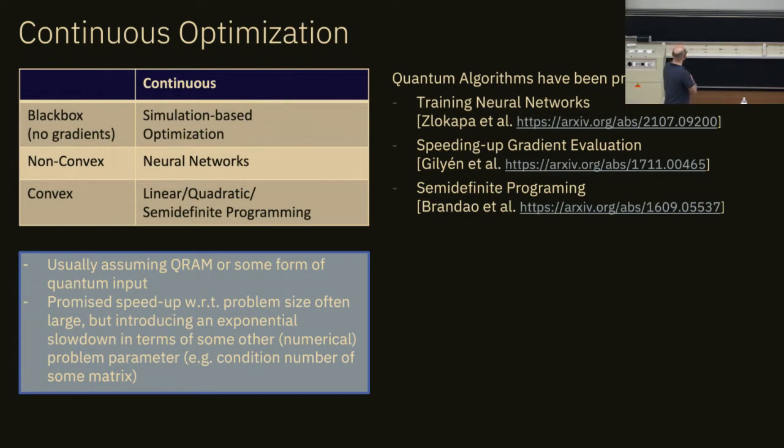The other part is that often there is a speed up. The speed up can be quite huge in the problem size, but then this introduces an often exponential dependency in some other problem property, like some condition number of a matrix. Then you're trading off one thing against another, and this usually cannot be applied to practical things. So there's always some kind of catch if you look into the literature today for quantum optimization for continuous problems.